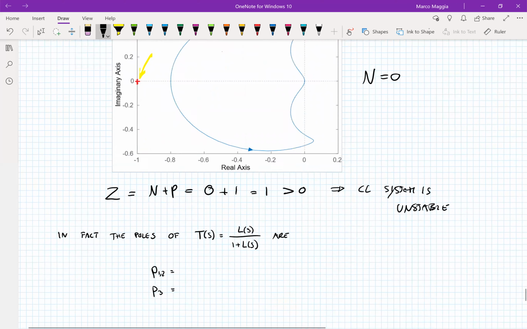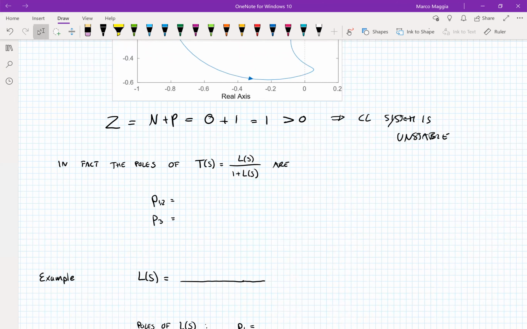You don't trust me? Let's compute the closed loop poles. The first 2 are minus 3.08 plus or minus 4.74i. The third one is plus 0.156. Aha. Positive real part. The closed loop system is unstable.